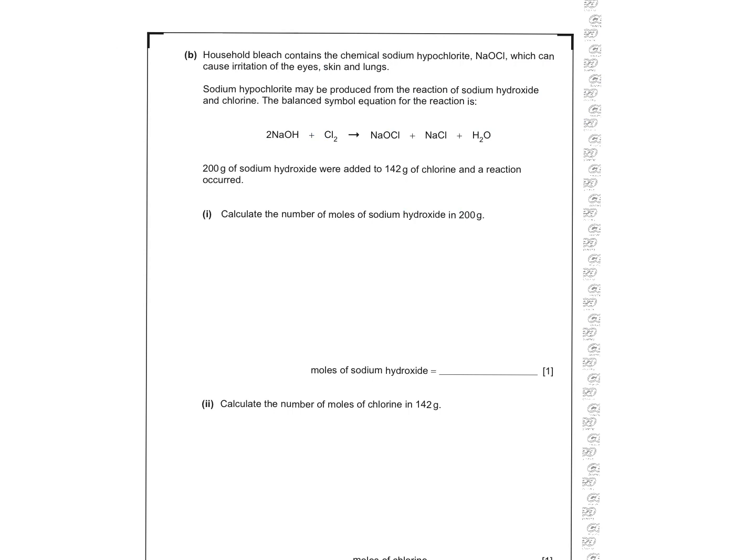Part B then. So we have to look at this equation, and I've got 200 grams of sodium hydroxide. Just write it in underneath. We're added to 142 grams of chlorine. Okay, part 1, calculate the number of moles of sodium hydroxide. Well, moles equals the mass over the RFM, and sodium hydroxide, when you add that up, is 40. So that gives 5 moles.